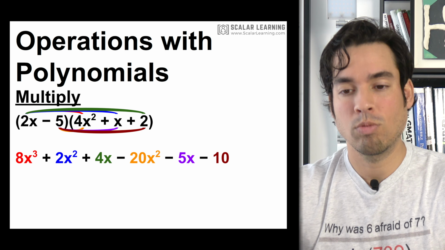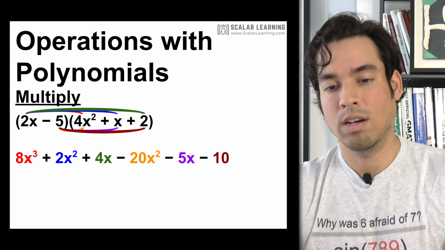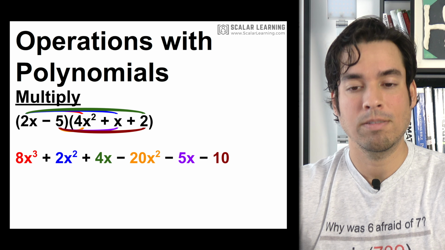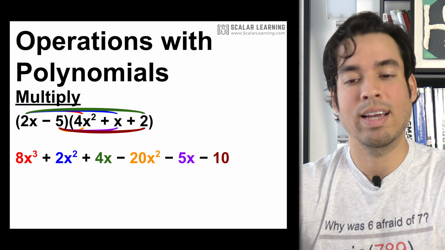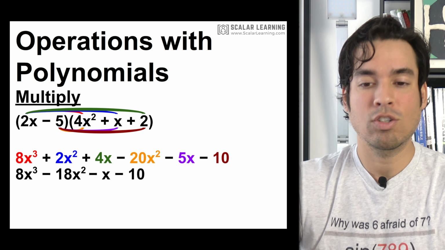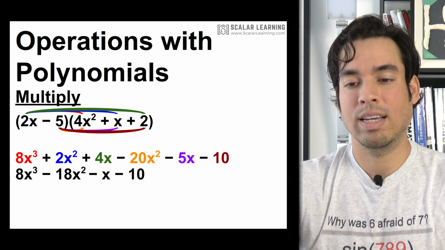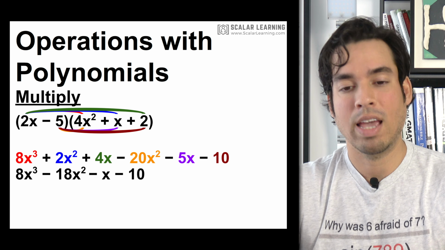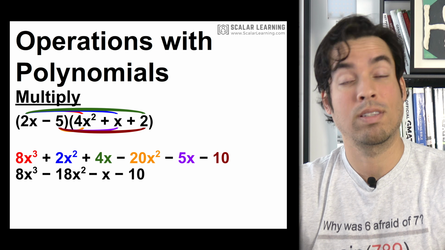Now if we have any like terms, we should combine, and I see 2x squareds and 2x's. So 2x squared plus negative 20x squared is going to give me negative 18x squared, and 4x plus that negative 5x gives me a negative x. The 8x cubed and the negative 10 stay as they are.